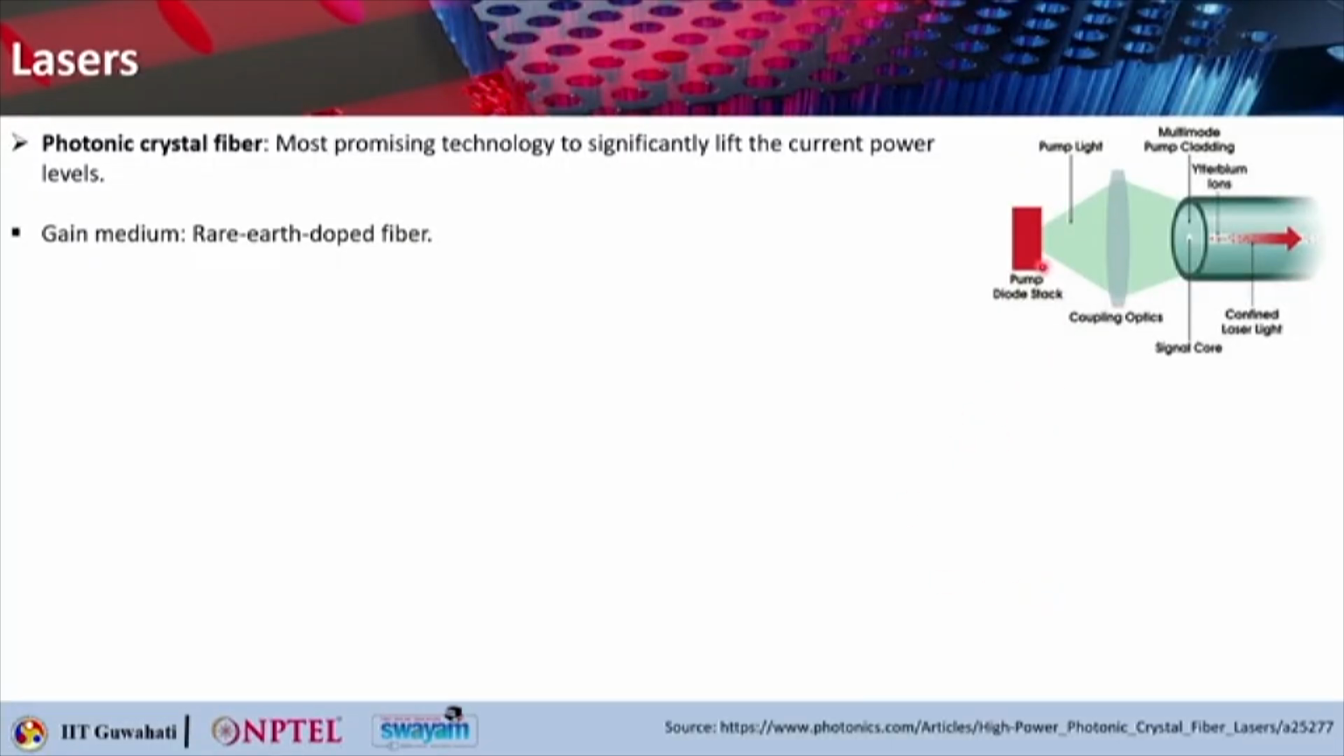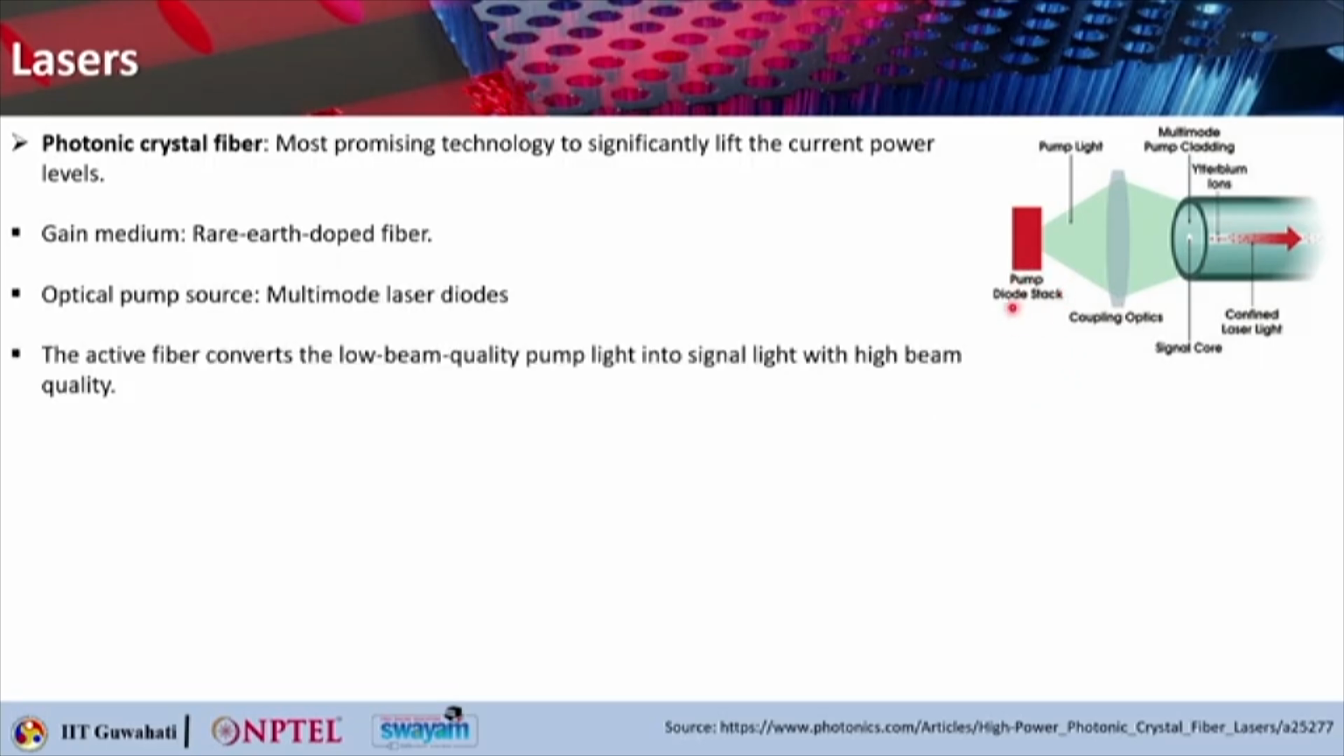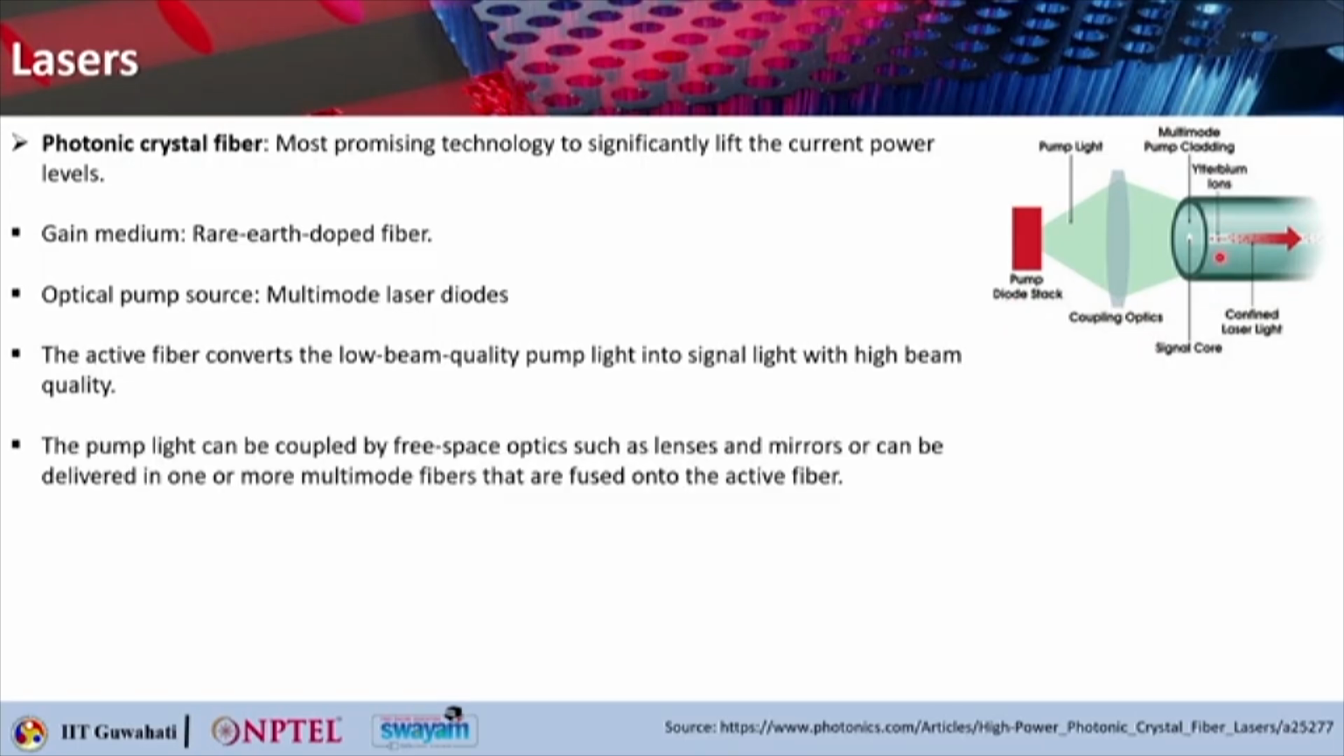Here you can see that there is a rare earth doped fiber. The optical pump source is basically multi-mode laser diodes. The active fiber converts the low beam quality pump light into a signal light with high beam quality, and the pump light can be coupled by this kind of free space optics arrangement, something like lenses or mirrors, that can be delivered in one or more multi-mode fibers that are fused onto the active fiber.